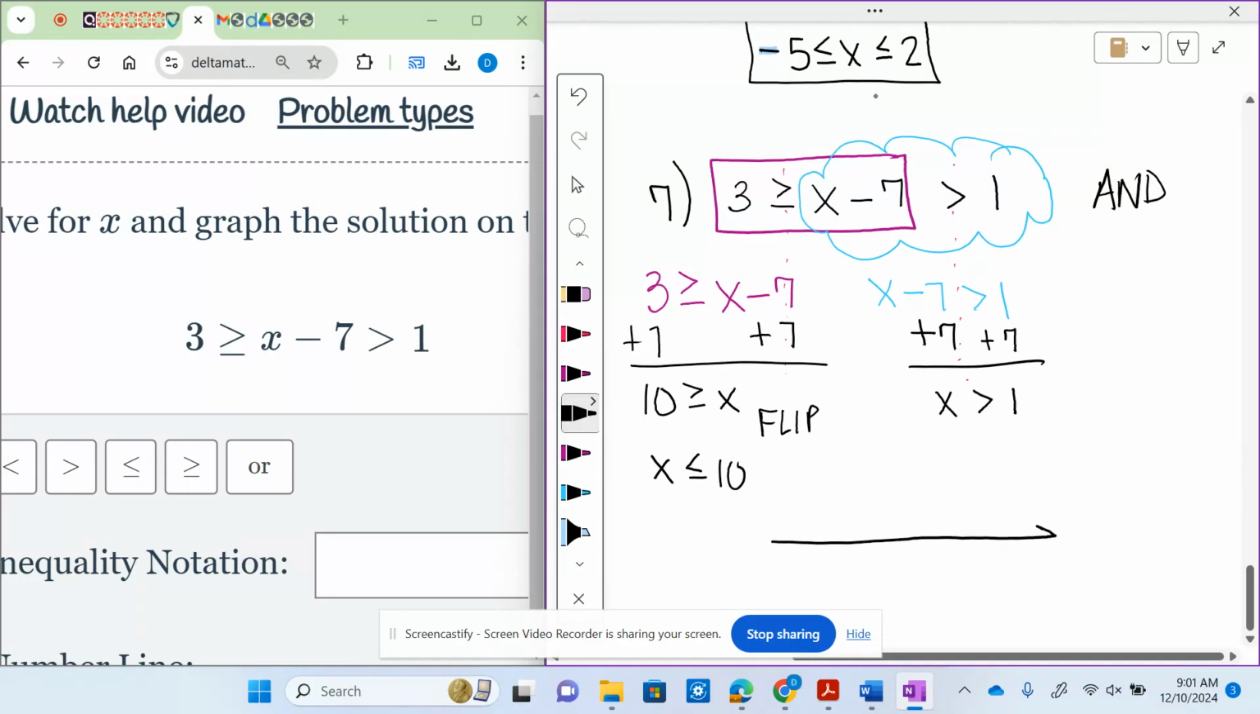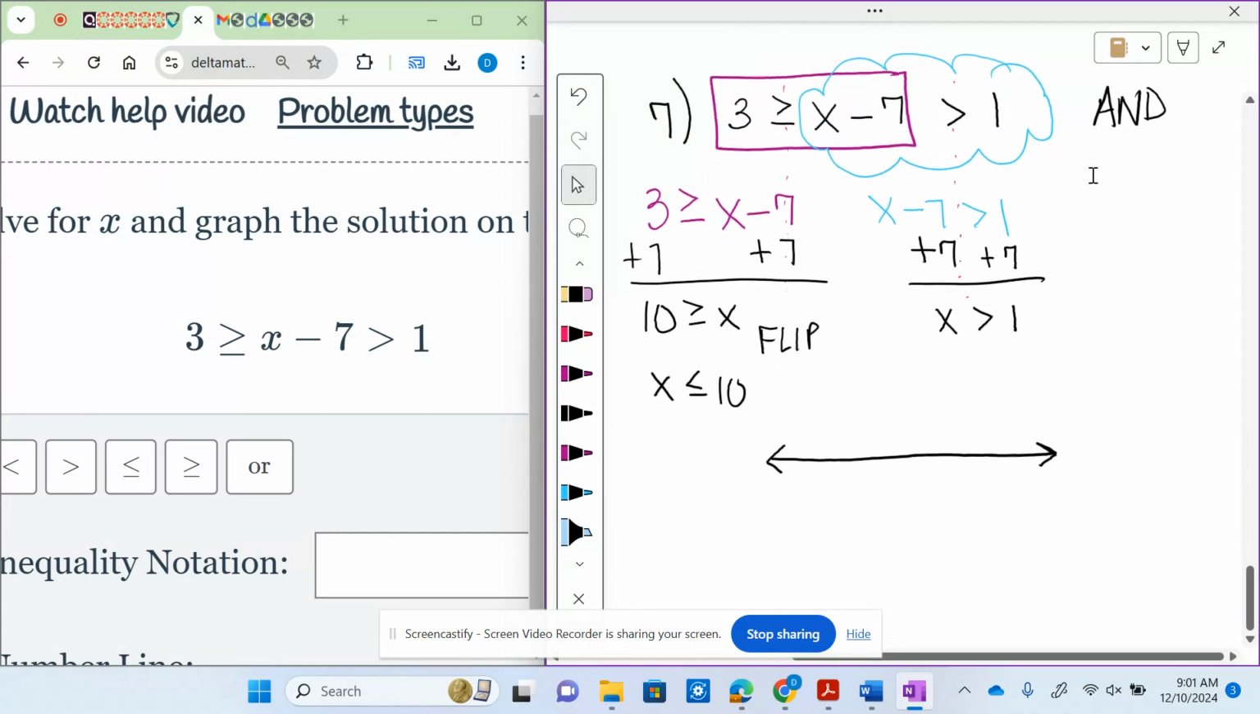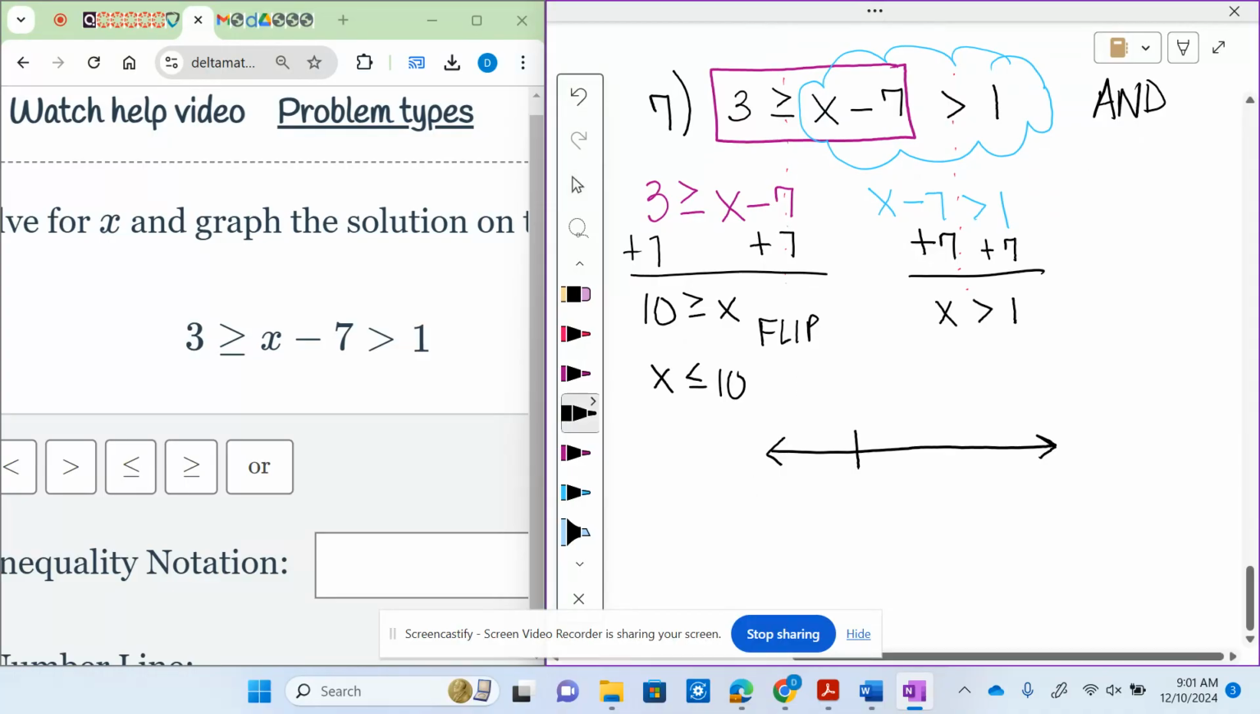So because this is an and, what is my graph going to look like? Is it going to go together or opposite directions? Go together. I'm talking about the number 1 and the number 10. Let's look at this one. Open circle or a closed circle on the 10? Closed. Shade in what direction? To the left. Open circle or a closed circle on the 1? Open. Shade to the right.